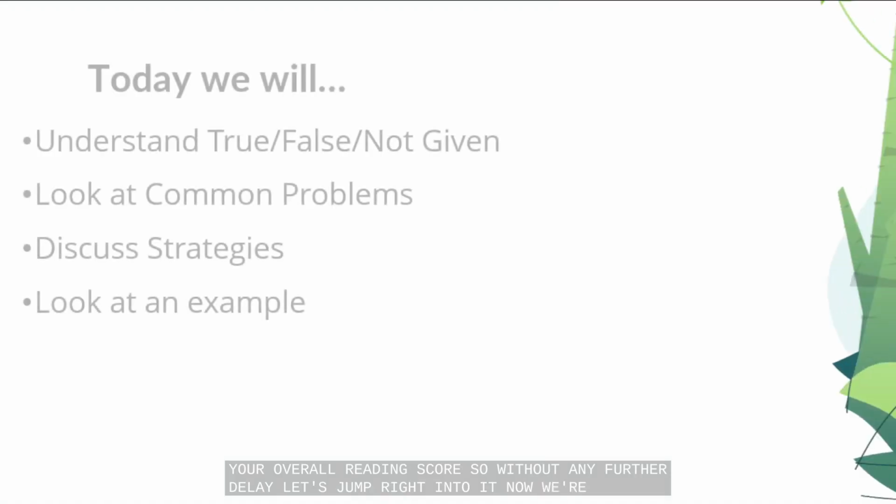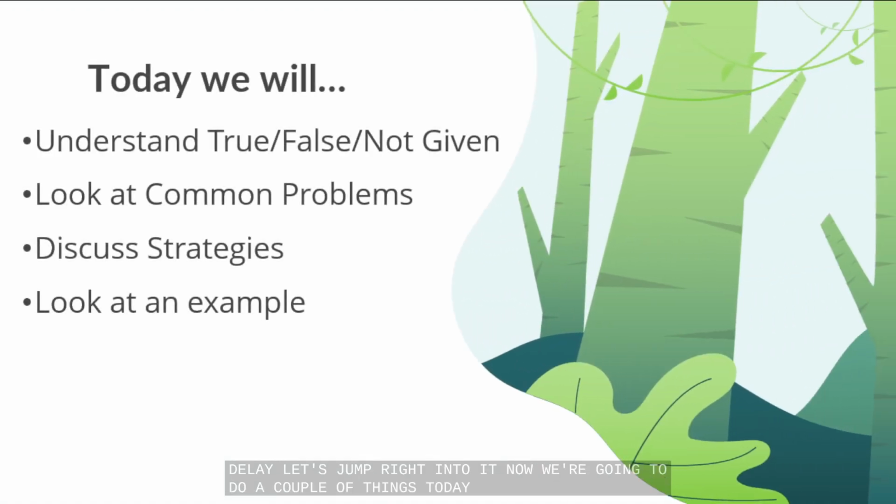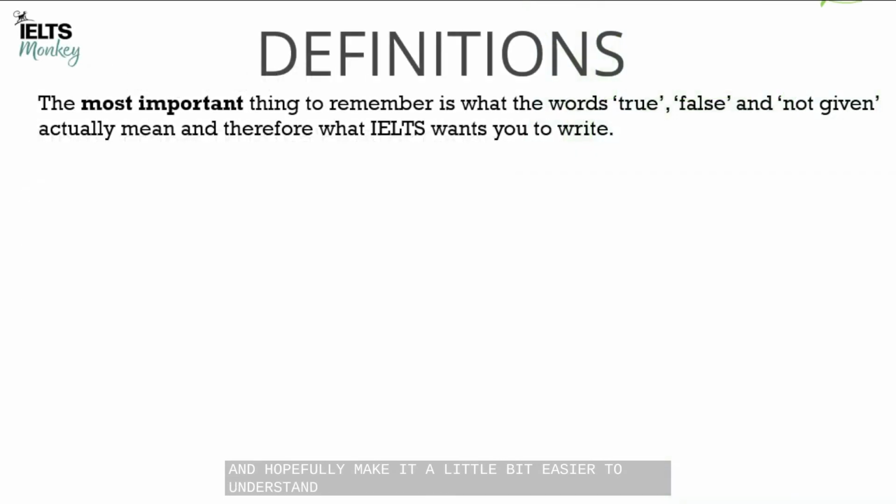Now, we're going to do a couple of things today. First of all, we're going to understand exactly what true, false, and not given mean. We're then going to take a look at the most common problems students face when trying to answer these questions. We'll take a look at some strategies, and finally, I will show you an example that will put everything together and hopefully make it a little bit easier to understand.